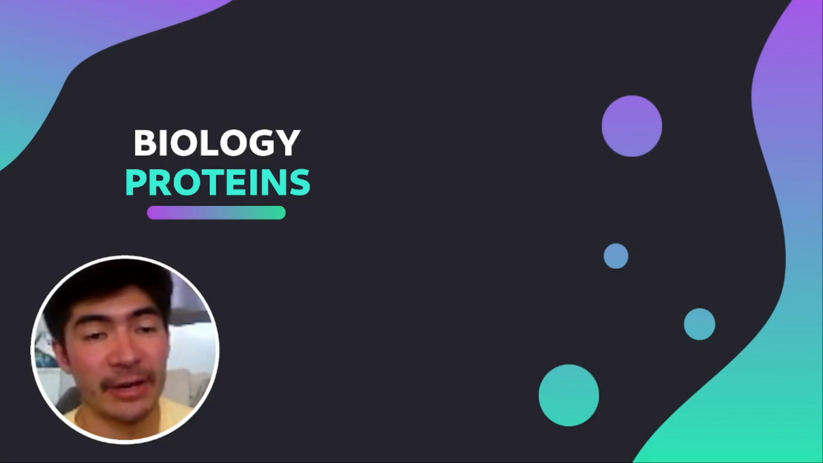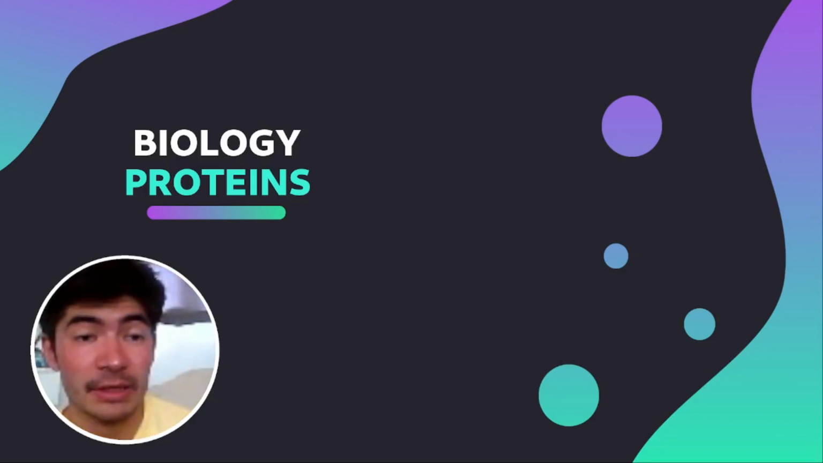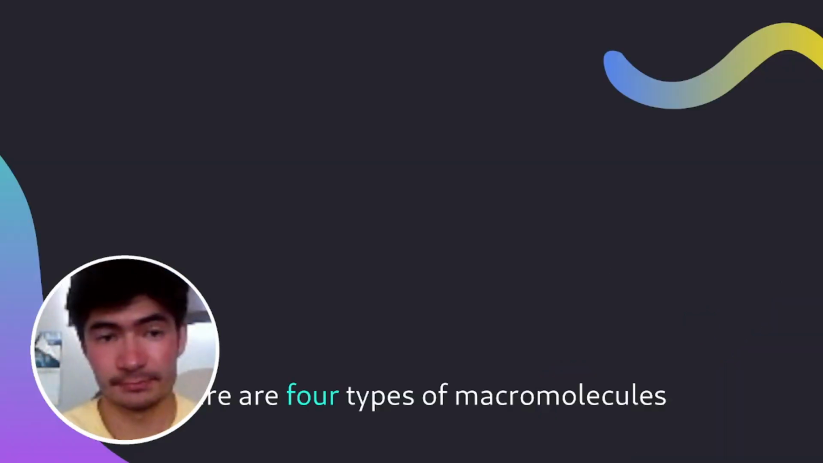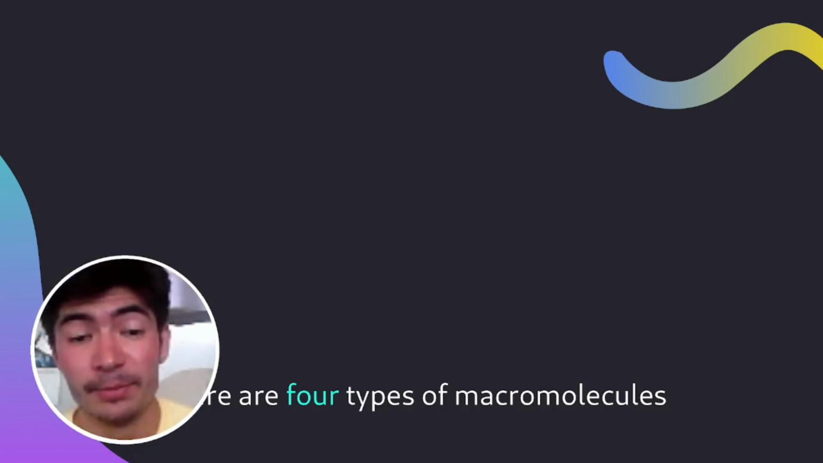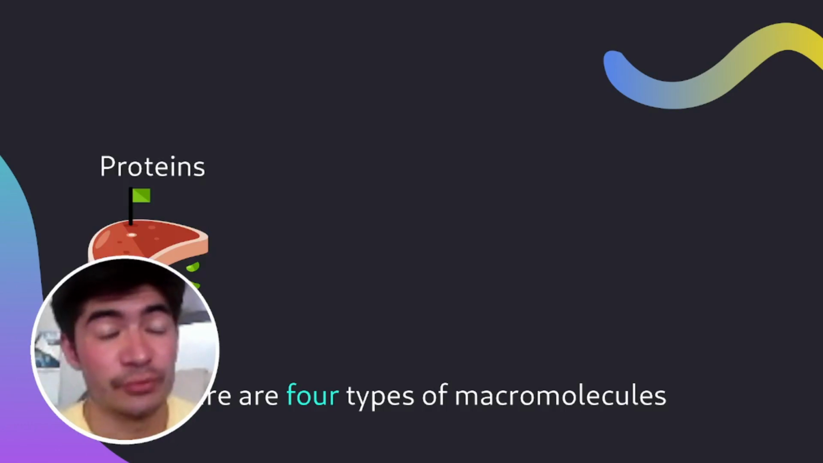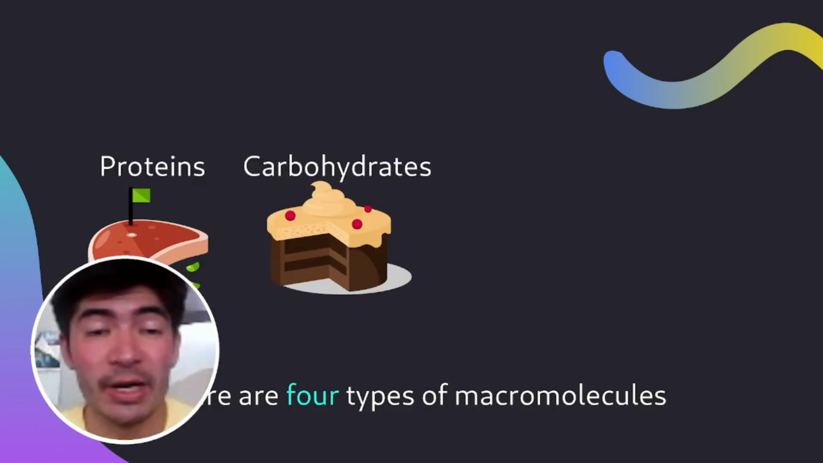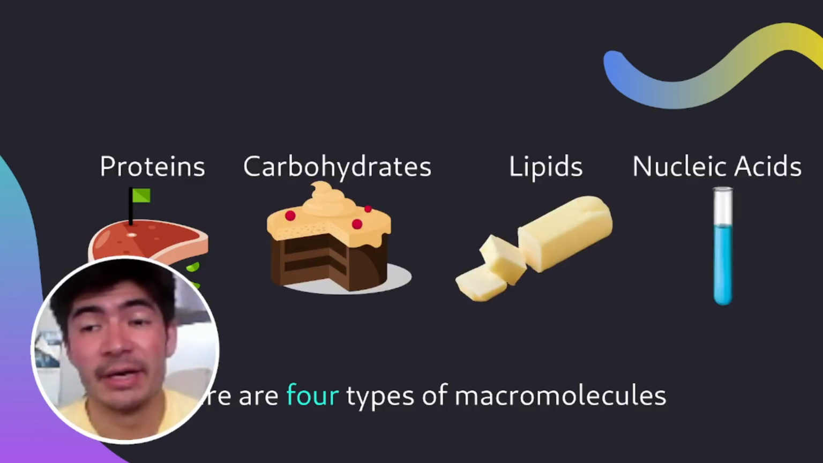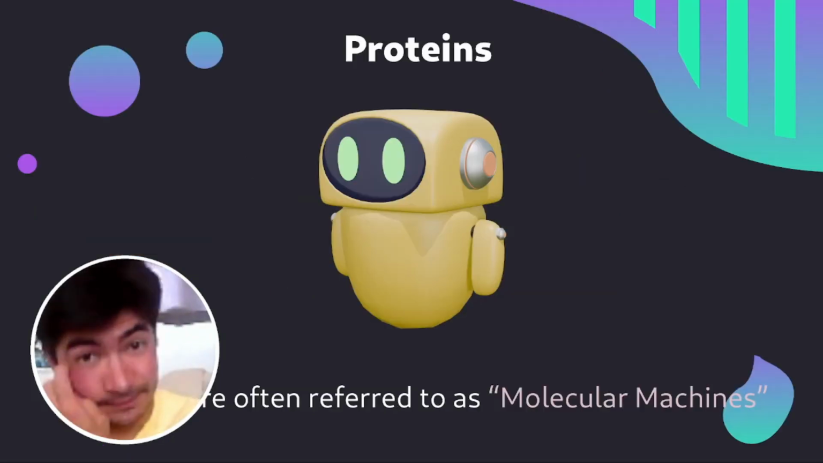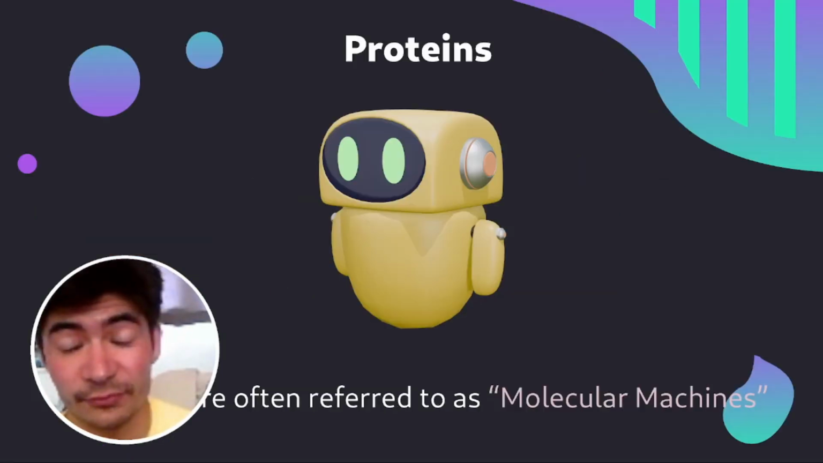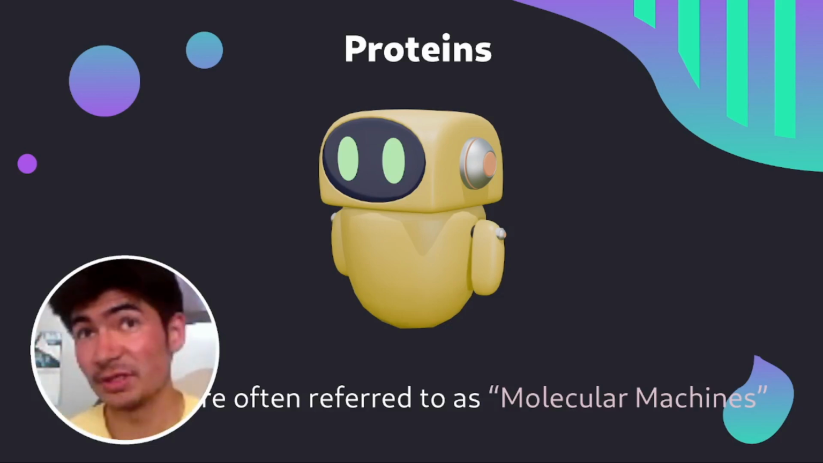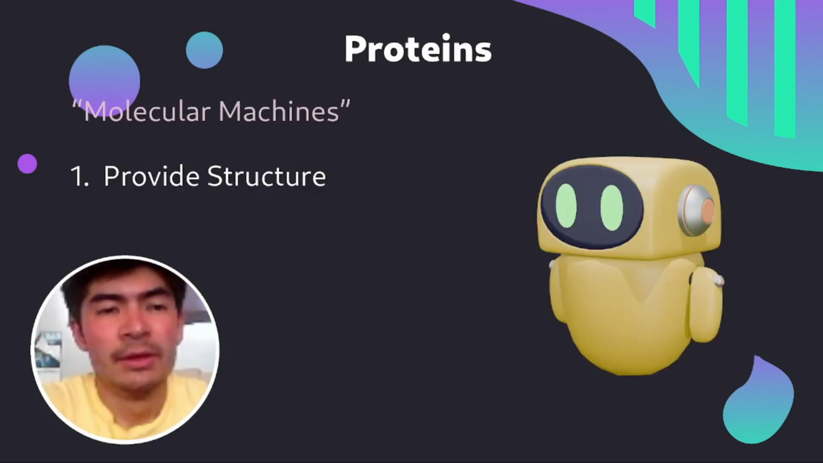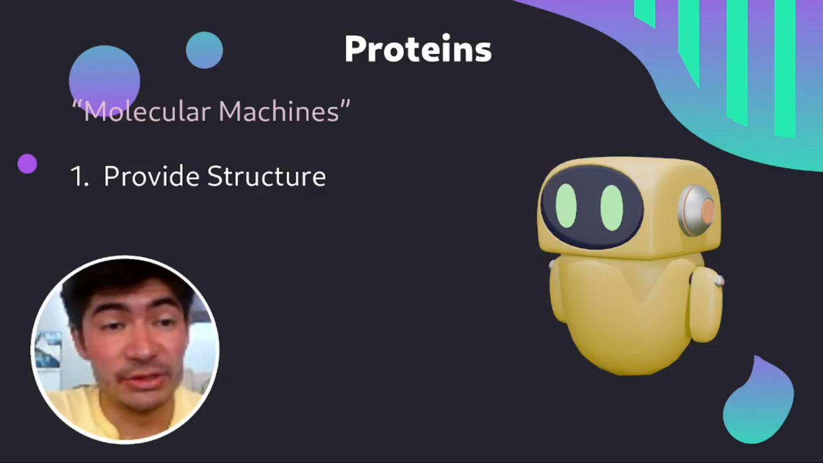All right, so we're going to talk about proteins in this lecture. So in biology, there are 4 types of macromolecules: proteins, carbohydrates, lipids, and nucleic acids. Proteins are often referred to as molecular machines because they do things just like machines do things. So molecular machines, what do they do? One of their functions is to provide structure.